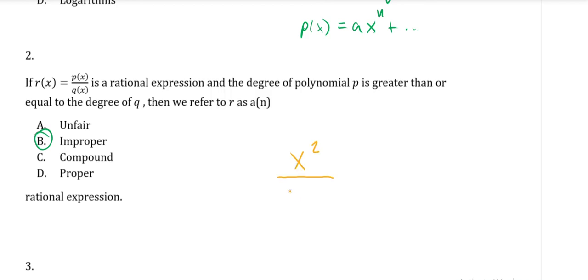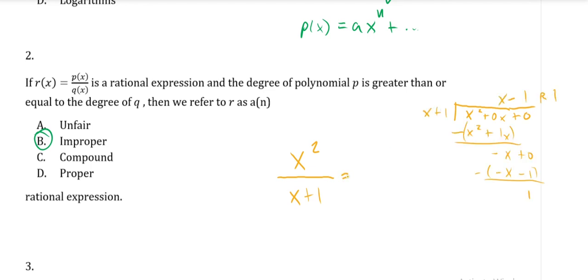Let's say I had x squared over x plus 1. This would be improper because the degree of the top, 2, is greater than the degree of the bottom, 1. But if I carried this out using long division, making sure to put zeros in the appropriate places for my linear and constant terms respectively, we have a remainder of 1, and that tells me that this could be written as x minus 1 plus 1 over x plus 1. So this is one way that we can go from having an improper rational expression to having a polynomial plus a proper rational expression, where now the degree of the numerator is 0 and the degree of the denominator is 1.